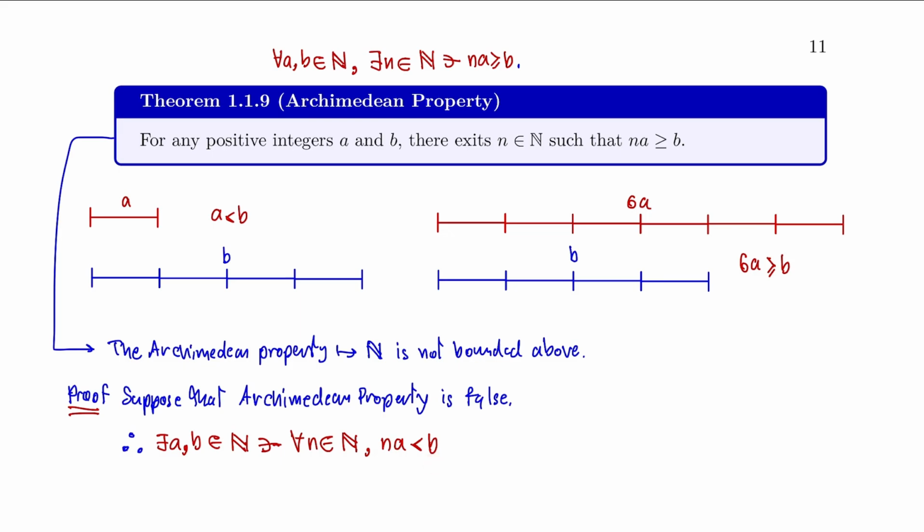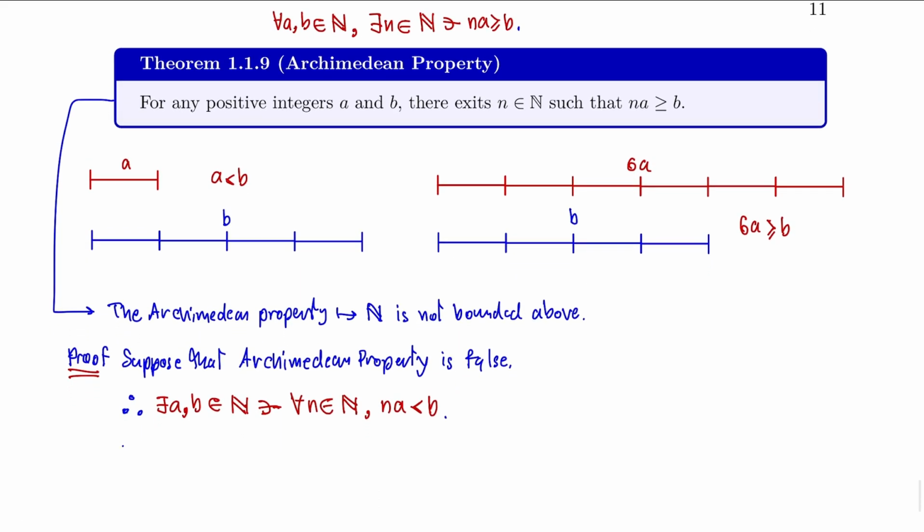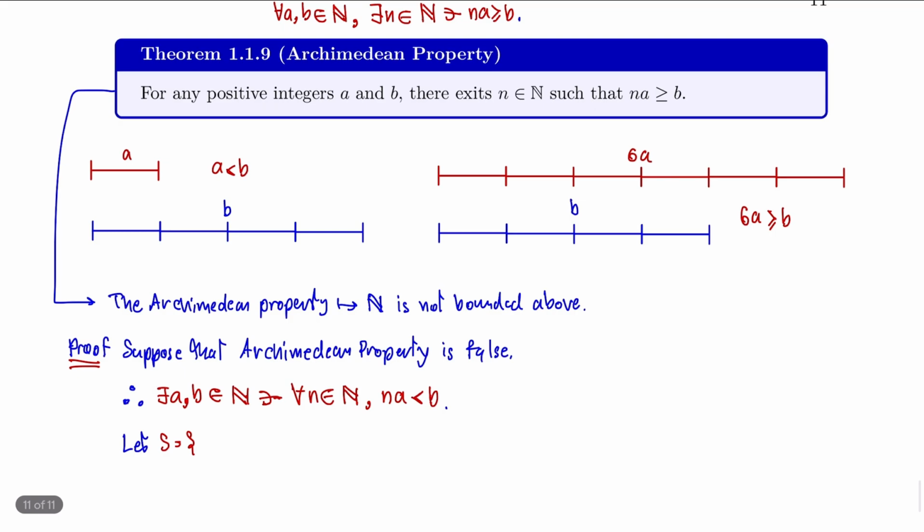Okay, interesting. So now let's have a set. Let S be a set of... I missed this step, sorry. So I have to rewrite this one. I have to move na to the right side. So we have b minus na greater than 0.